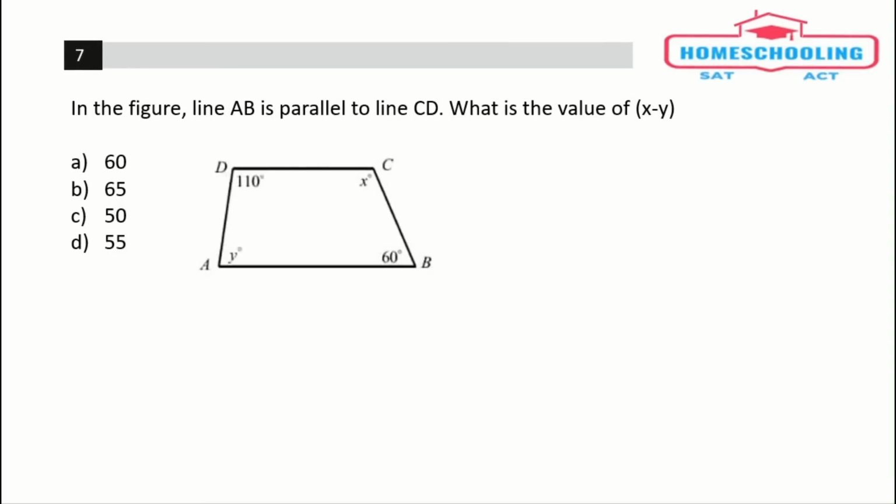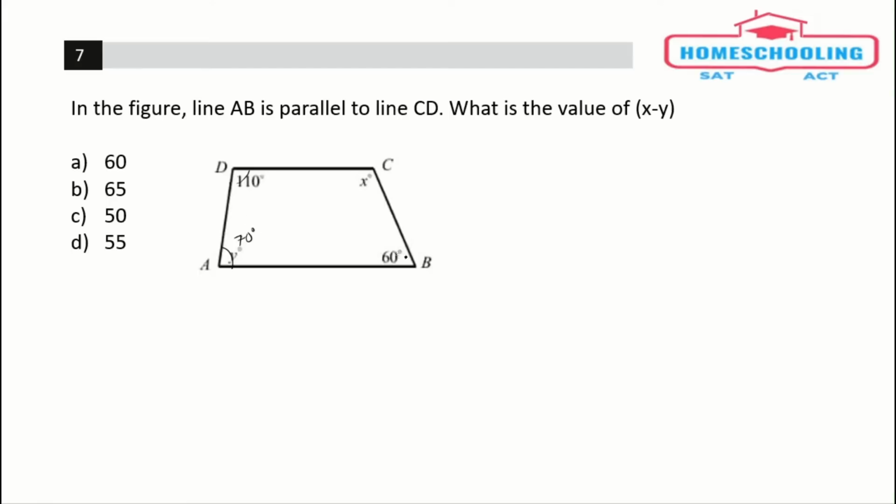Now in this question it is given that line AB is parallel to CD. These two lines are parallel to each other. We have to find the value of x and y. As we have read, the sum of these two angles would be 180 degrees, because these two angles are interior angles. So if this is 110, then y would be 180 minus 110, that would be 70.